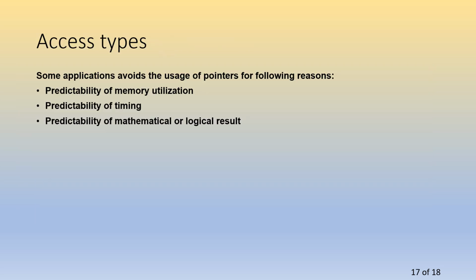So as I explained, some applications avoid the use of pointers or access types when the memory allocation has to be known properly, the timing has to be known properly, and the mathematical logic. Only then can we use the access types. So some applications will not use the access type because of this type of problem.